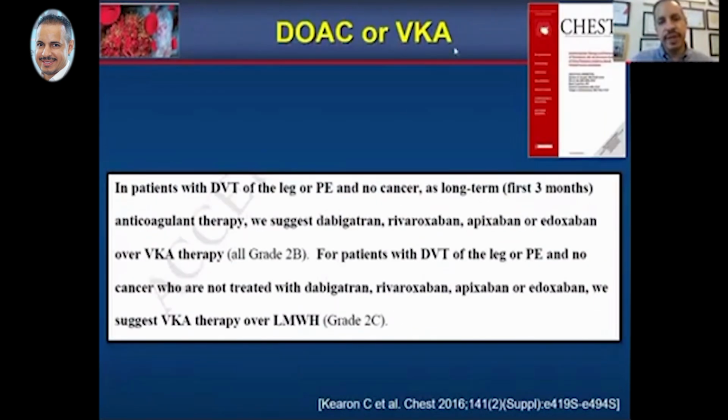So DOAC or VKA: the ACCP guideline 2016 recommends DOAC over VKA or warfarin, except if you have a patient with antiphospholipid syndrome or cancer. But the subsequent guideline, like the European Society of Cardiology, also favors DOAC over VKA, and they mention that you can treat cancer also with enoxaparin or rivaroxaban or edoxaban, because apixaban was just published a few weeks ago in the New England Journal of Medicine.